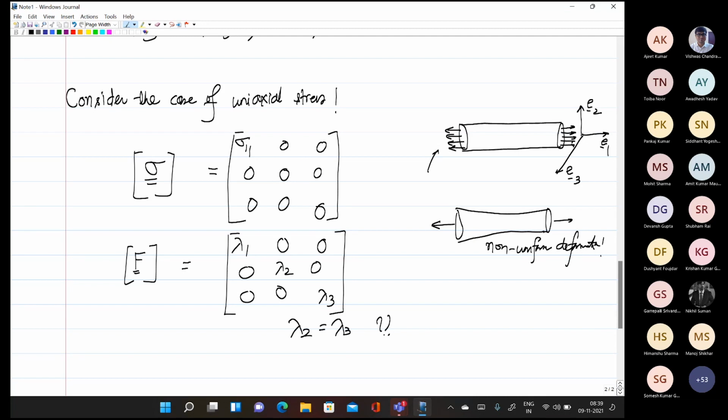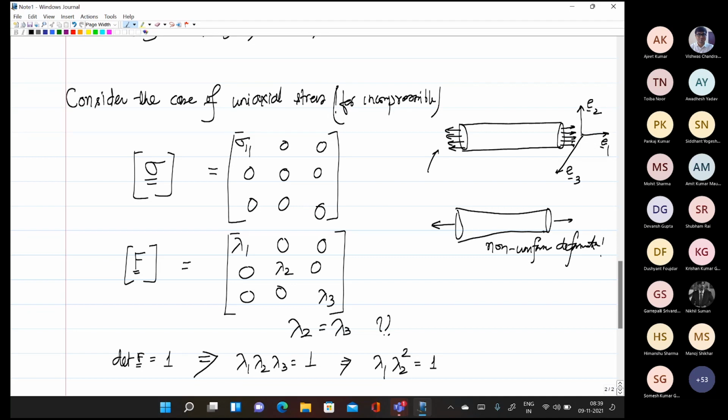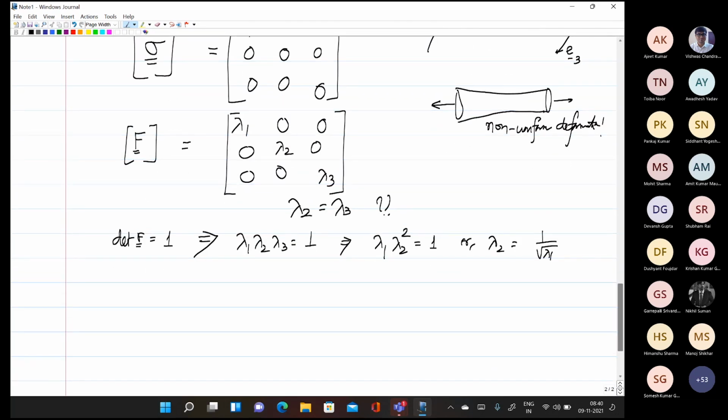Furthermore, what more can we say? If it's incompressible, so this is the uniaxial stress for an incompressible material, then J, the determinant of F, has to be equal to 1. That's the constraint. So that means the product of the diagonal has to be equal to 1, which means lambda 1 into lambda 2 whole square is equal to 1, or lambda 2 is then equal to 1 by square root of lambda 1.